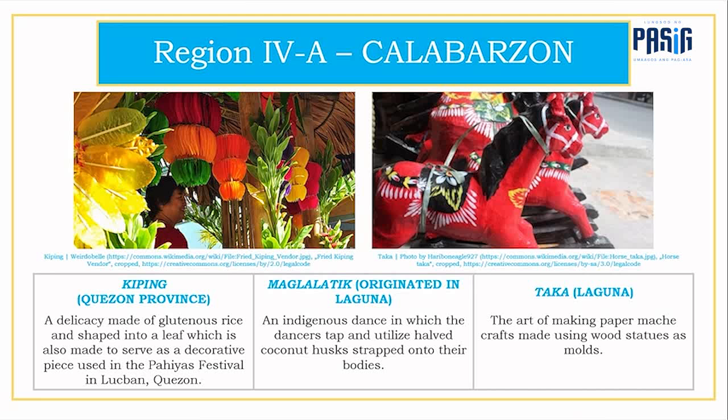Maglalatik is an indigenous dance in which the dancers tap and utilize half coconut husks strapped onto their bodies. This dance originated in Biñan, Laguna. Paete, Laguna is known for various crafts, including taka, or papier-mâché dolls made using wood statues as molds.